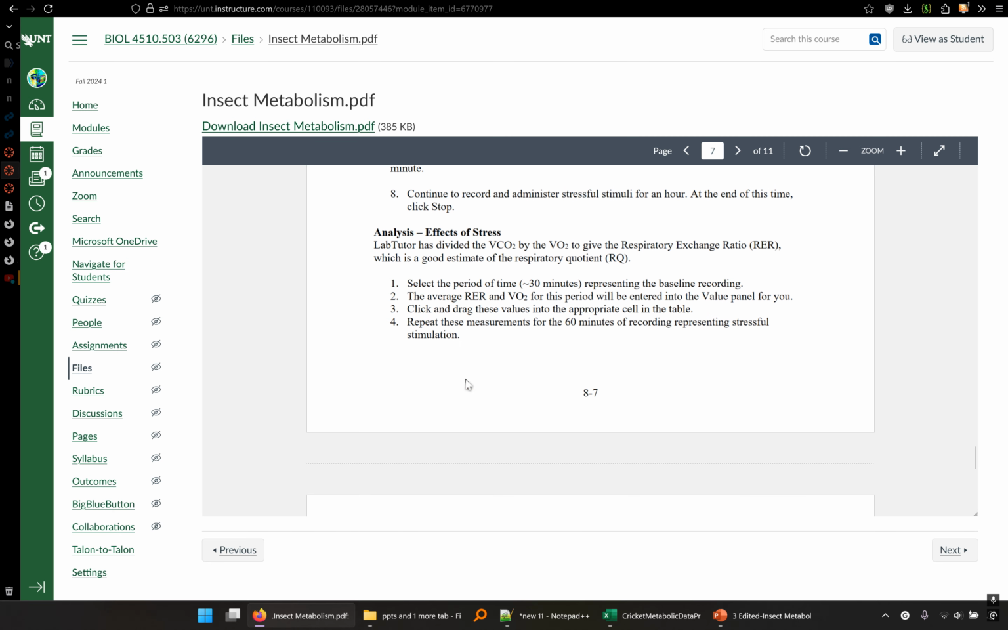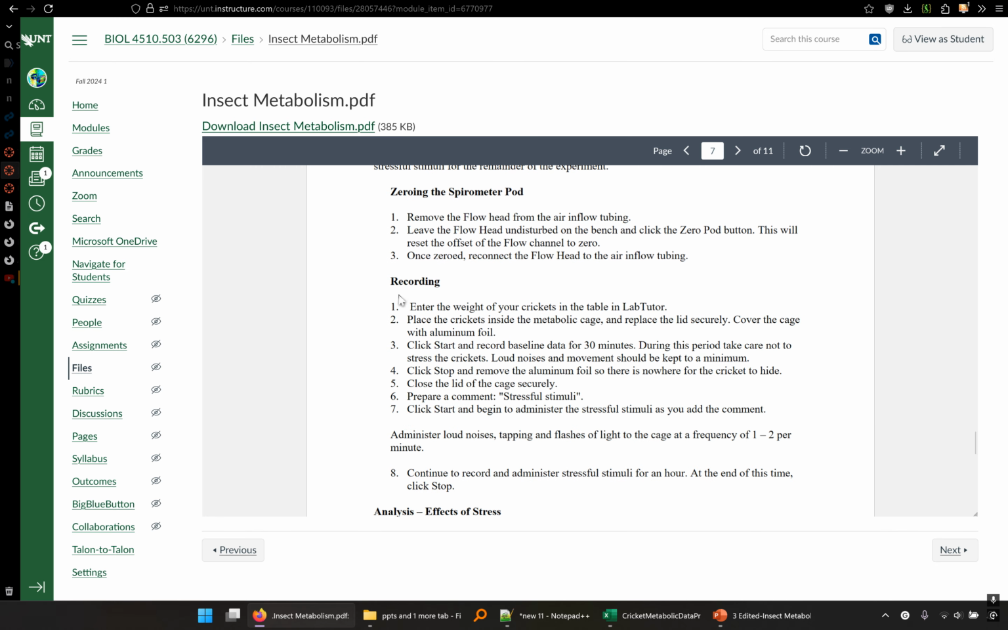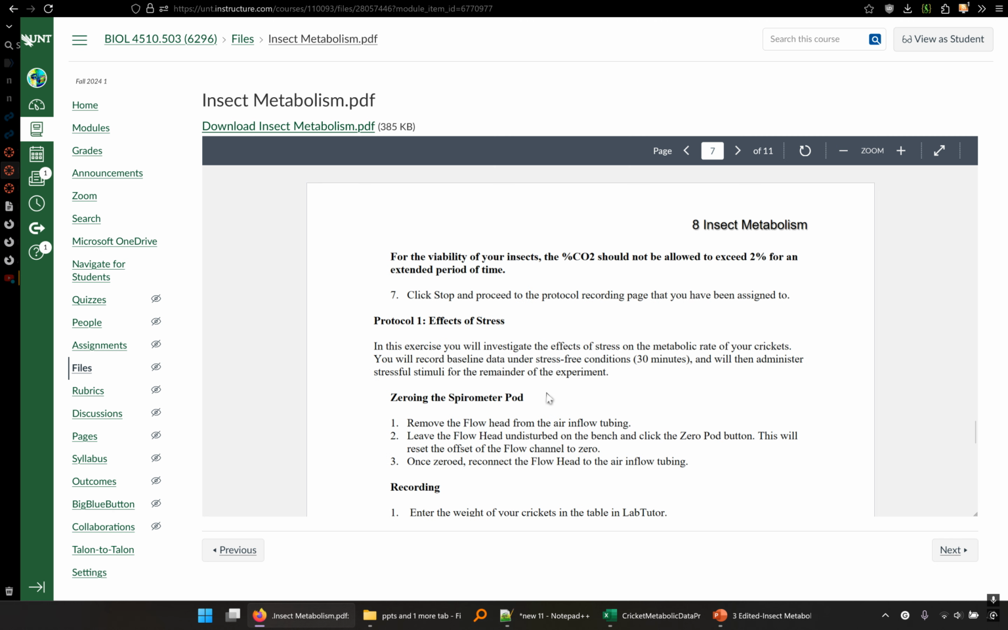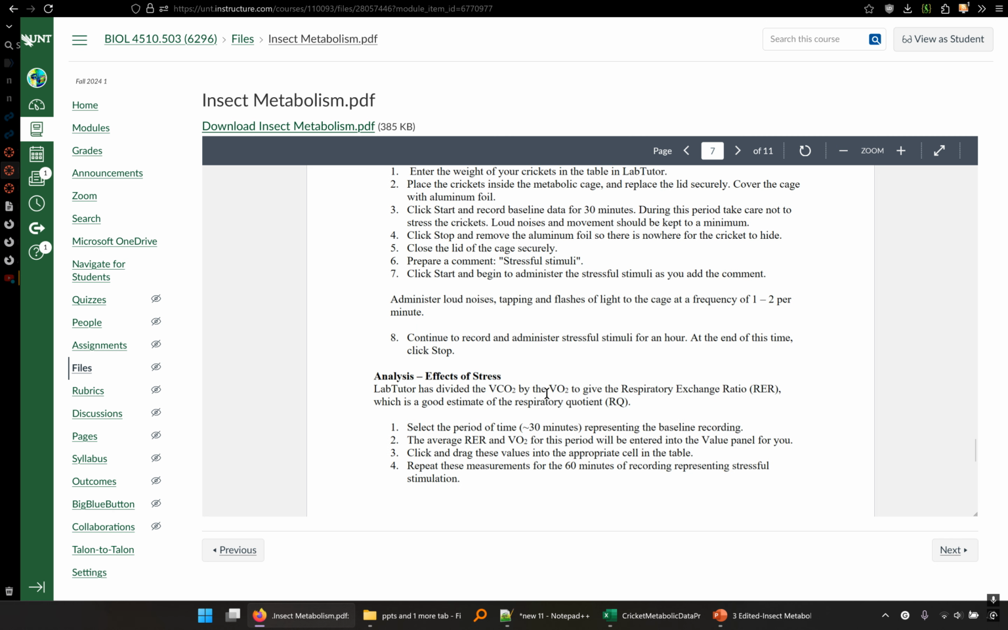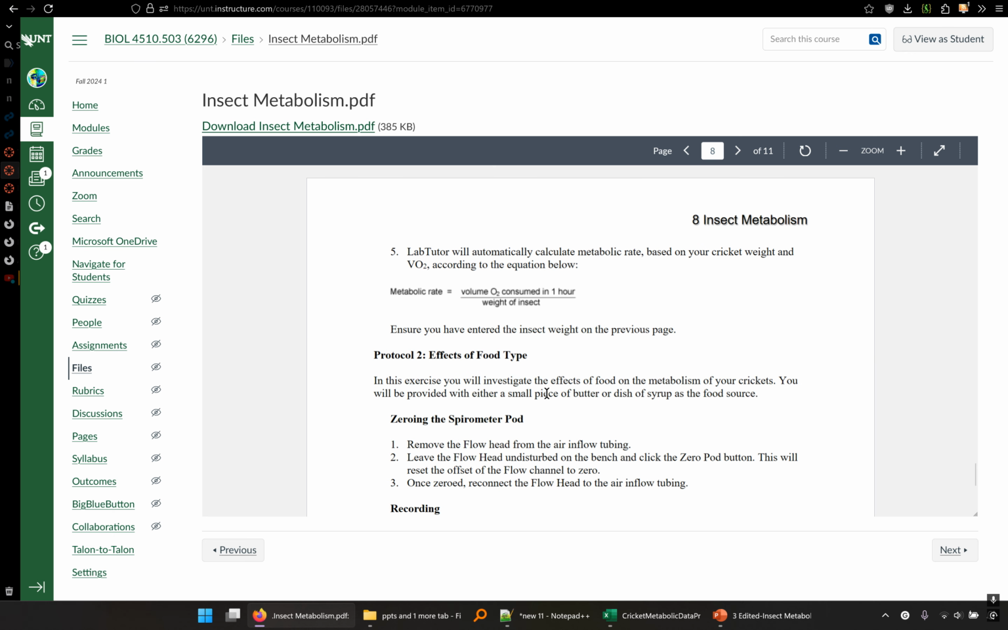but otherwise you wouldn't include a lot of the recording instructions in here. You would just talk about how the data was recorded and included in the LabTutor software. Another important part of this is calculating metabolic rate.